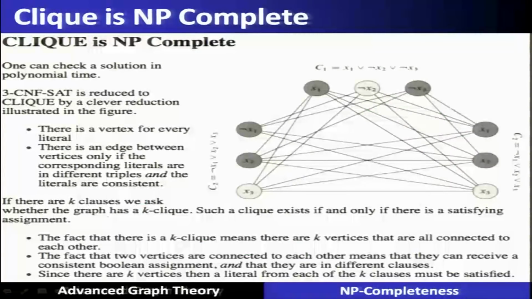Now, to prove that clique is NP complete, the first thing is we have to show that clique is in NP. How can we show this? We can give a certificate and check whether the certificate is basically a clique of that graph or not, and that verification we can do in polynomial time, hence clique is in NP.